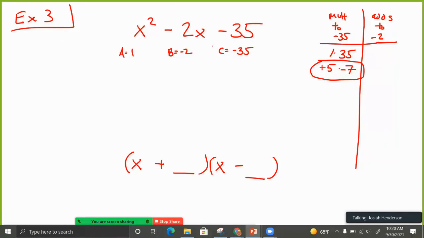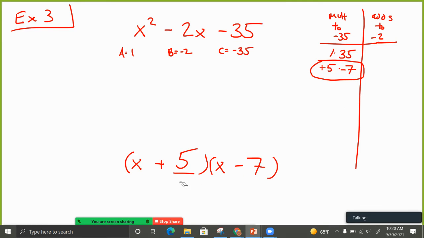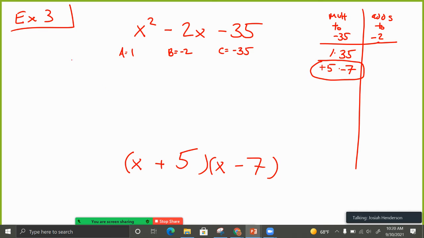So this time I'm not going to do the skipping thing, but I think we could do the skipping steps like Aaron pointed out. Let's just, you know what, let's do it. And then I'm going to work it out like I have been. So positive 5, x plus 5 times x minus 7. So that should be our answer. And if we work it out the whole way, let's work it out the whole way like we did before to see that in action.